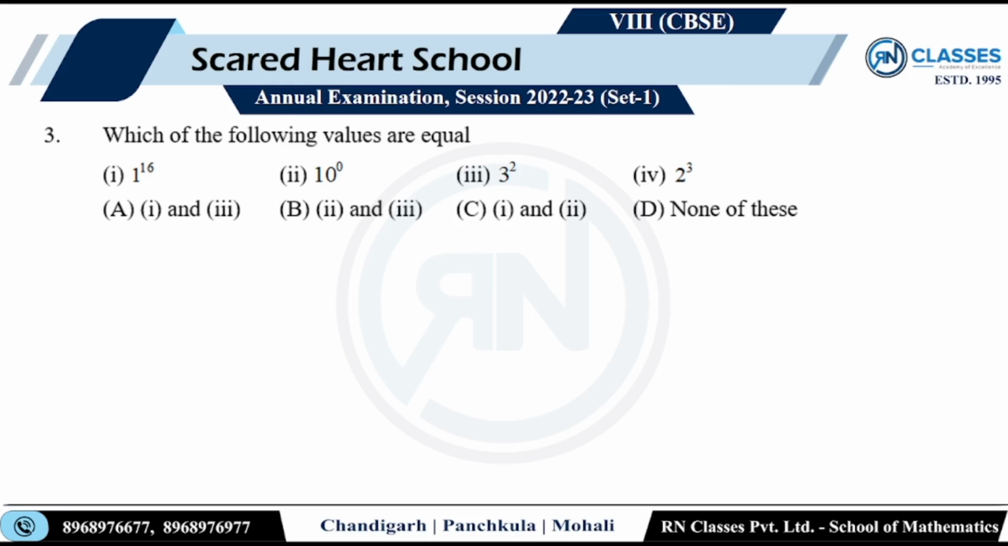Which of the following values are equal? Okay, 1 raised power 16, of course it goes to 1. 10 raised power 0, of course it goes to 1. 3 raised power 2, everyone knows it's 9. And 2 raised power 3 is 8. So which of them is the right choice? C. 1 and 2 both are equal, right?